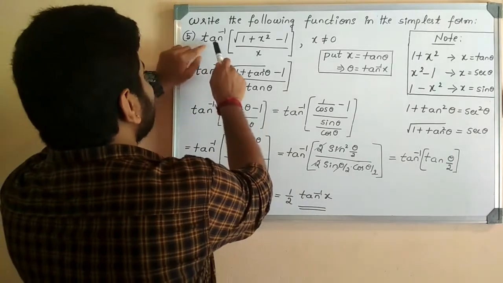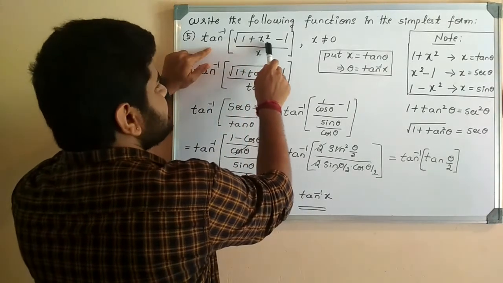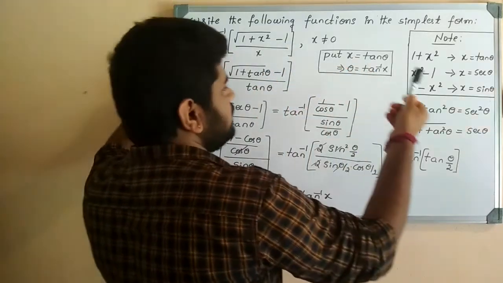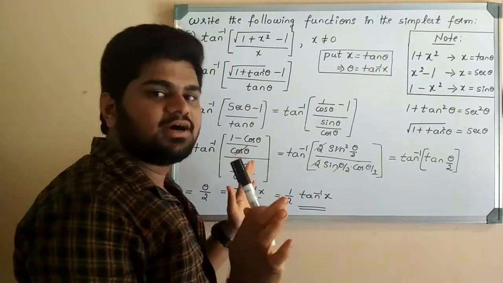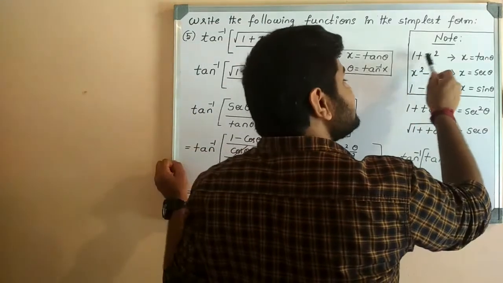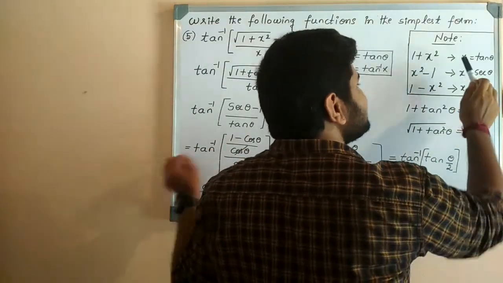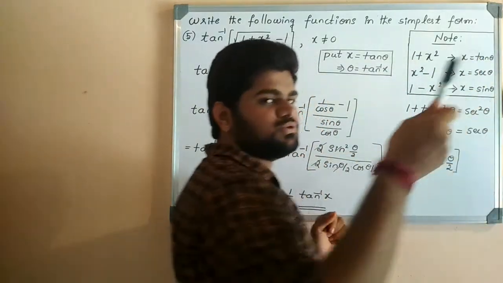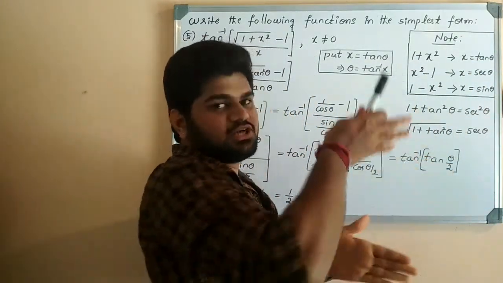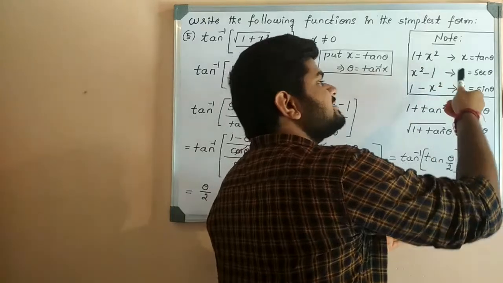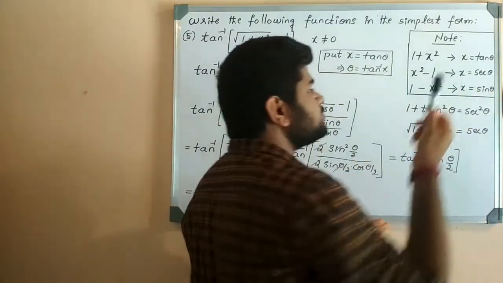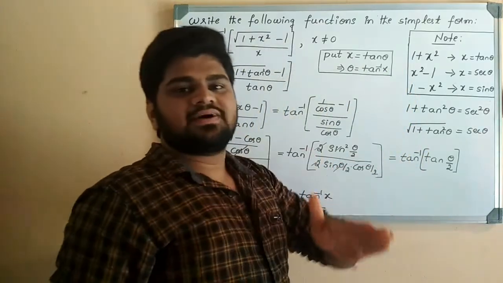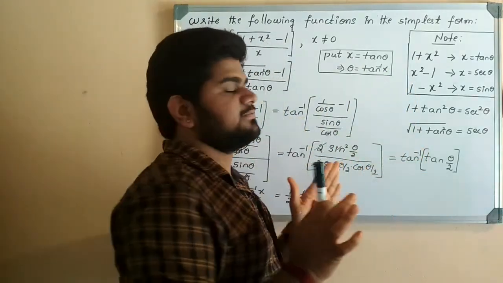So the fifth question is tan inverse of root of 1 plus x squared minus 1 divided by x, where x is not equal to 0. So here, whenever 1 plus x squared comes, then you have to put x is equal to tan theta. So 1 plus tan square theta is equal to secant square theta. Just the reverse, if x square minus 1 comes, then you have to put x is equal to secant theta. So secant square theta minus 1 is equal to tan square theta.